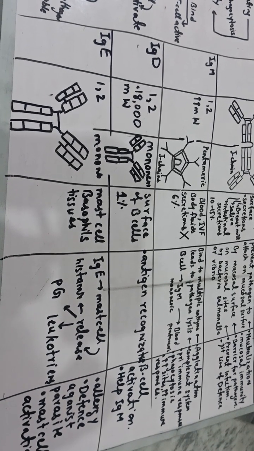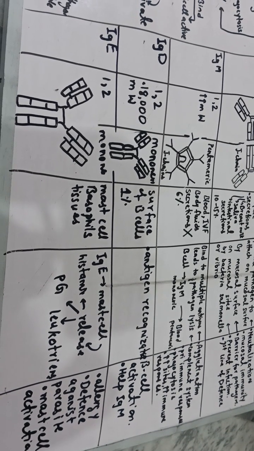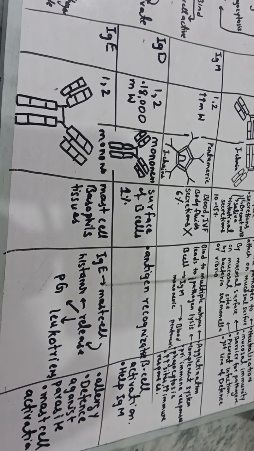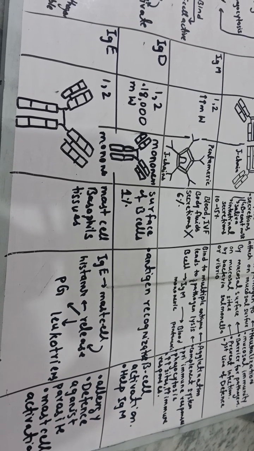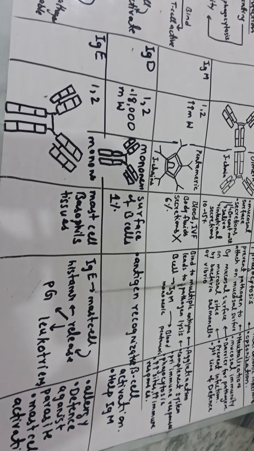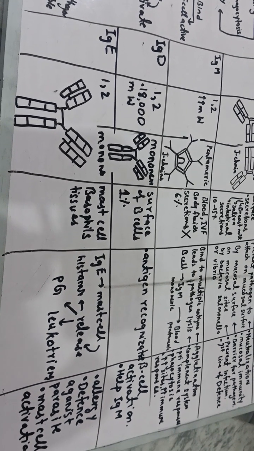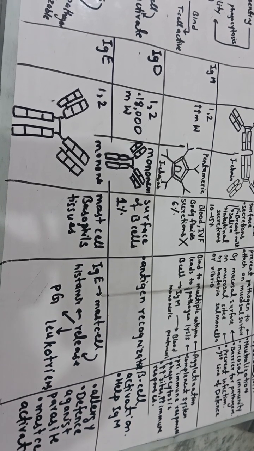IgD has two subtypes, and its molecular weight is 18,000. It is in monomeric form, the diagram is given. It is present on the surface of B cells and is about 1% abundant in the body. It helps in antigen recognition. It causes B cell activation and helps the other antibody called IgM. So this is one of the most important antibodies which helps the others.